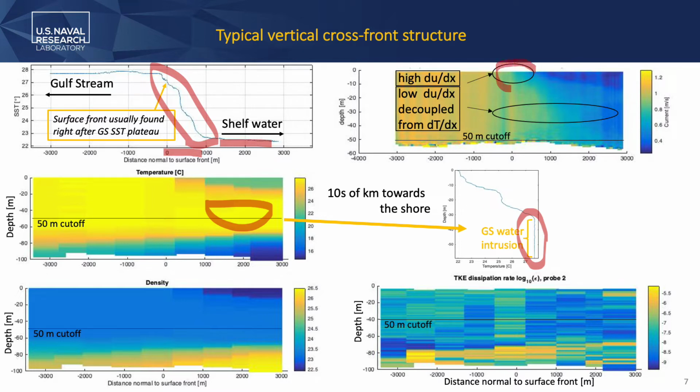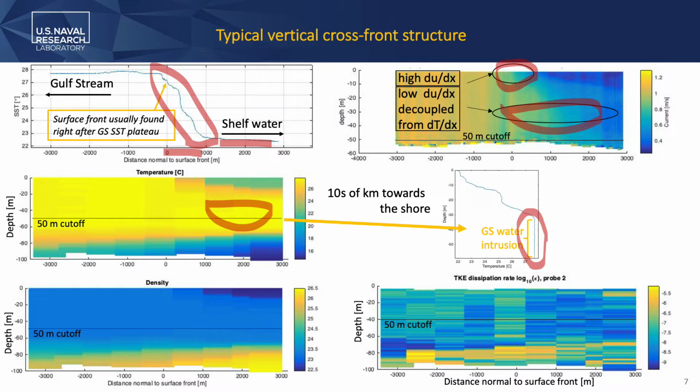The gradient across the front is quite strong, especially at the surface, but even at depth the current magnitude decays over a few kilometers, so that warm intrusion is much slower than the Gulf Stream velocity.